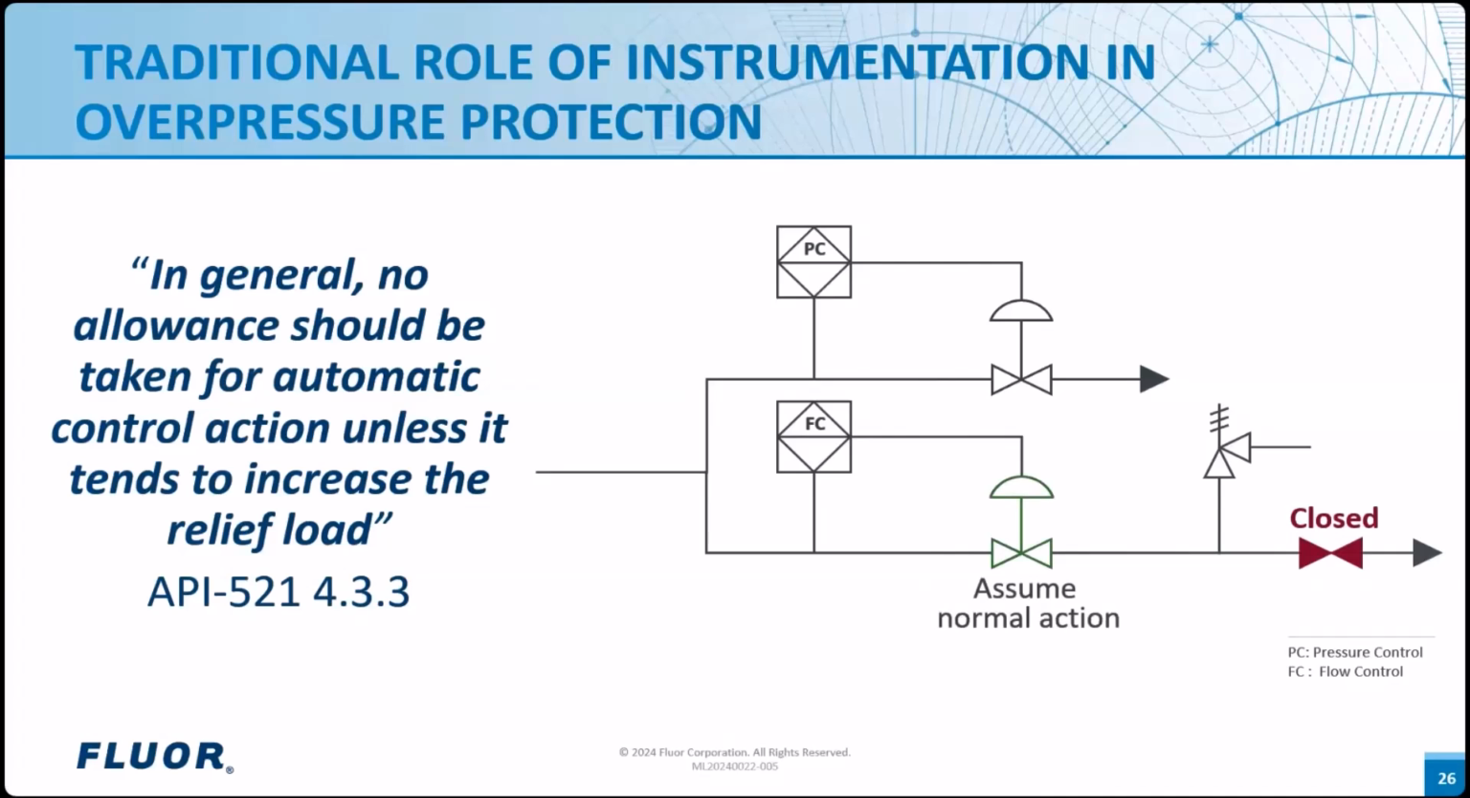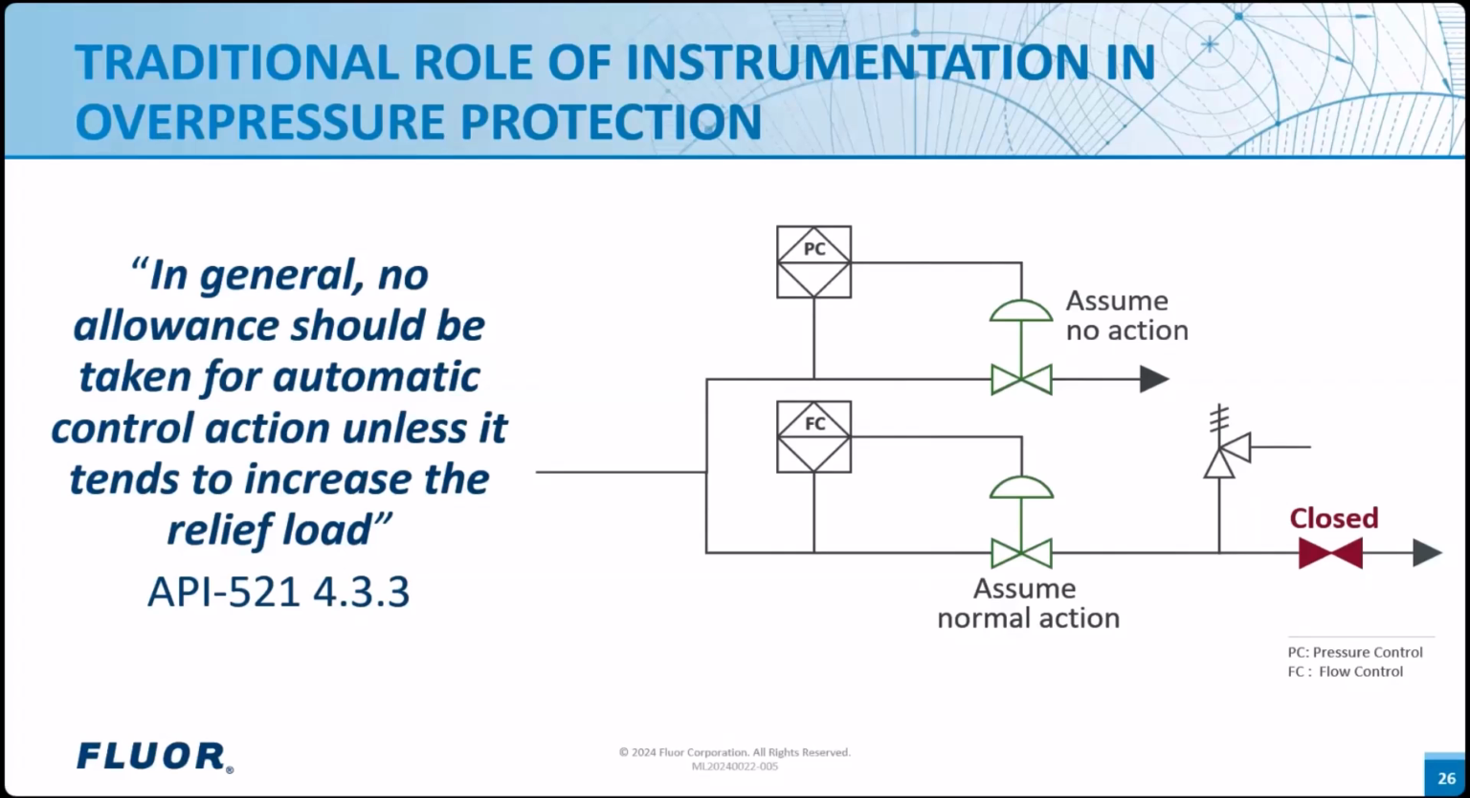In this example, when it's blocked in, the flow controller will tend to open, increasing the relief load to the PSV when the line's blocked in. Therefore, it is assumed the flow control action occurs. However, the pressure control valve will also tend to open, thereby reducing the relief load. It is assumed this control action does not occur. We would assume that the pressure control valve is in its last position before the upset. If credit is taken for this diverted flow via the pressure regulator, then careful consideration of turndown operation is required.